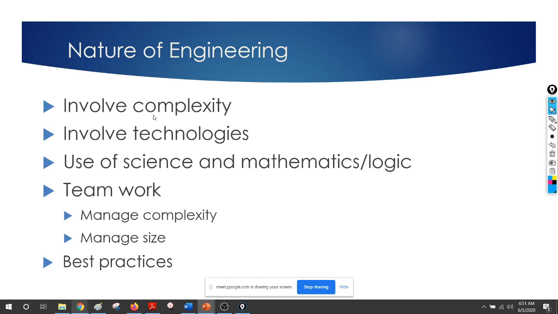Complexity. Of course, engineering always involves some technologies, right? And science and mathematics, right? So engineers are built on science and mathematics. When I say mathematics, it's logic also. Whenever they take decisions, they use the scientific approach. They use mathematical things and logical thinking. And of course, most of the time, because we are working on complex and big things, we have to work as a team. We have to work as a team.